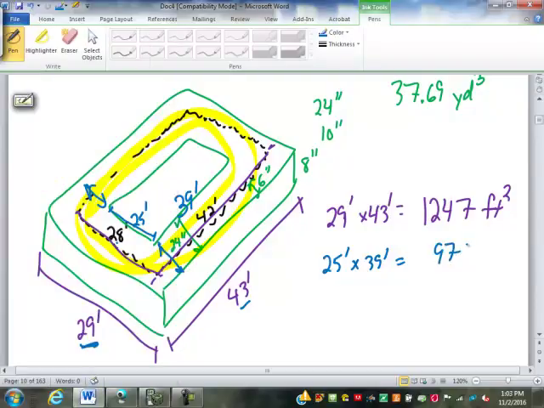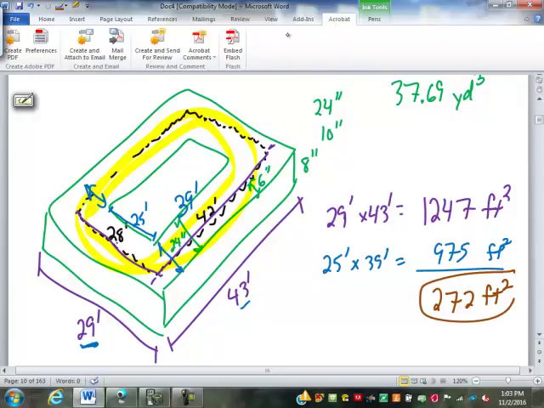That's 975 square feet. Subtracting, we get 272 square feet. How do I change that into a volume?